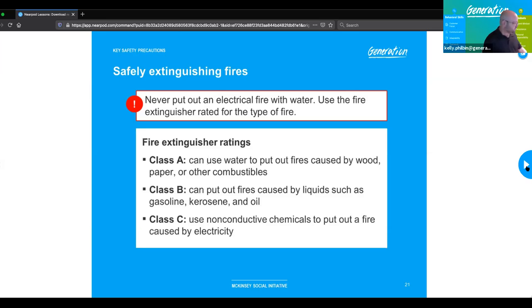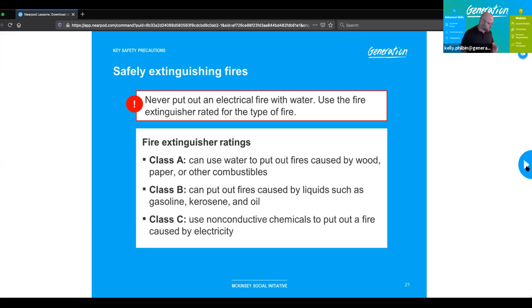Class B would be something used for liquids: gasoline, kerosene, oil. That would be like that white foam you would see sprayed out. They are not as common as they used to be. They used to be pretty common about 10 years ago, but you will still see these from time to time. And then class C, which is typically for electrical fires, and it uses a non-conductive chemical to put out fires. These would typically be what you would see in an office environment, and they may even classify them as A, B, and C. But these are the ones that are the most common.